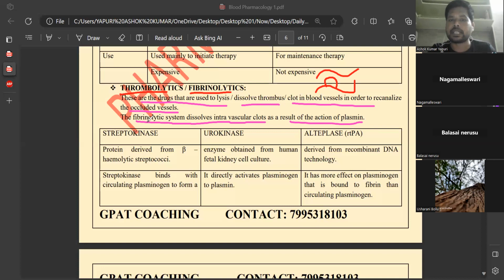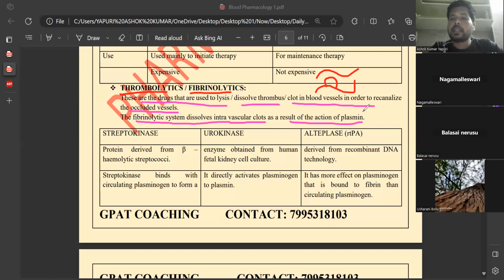So fibrinolytics are the drugs that dissolve clots present within the blood vessel. It may be in the form of emboli or in the form of thrombus. The thrombus clot is formed with the help of thrombin. Thrombin is the active form, produced from prothrombin, which is clotting factor 2.